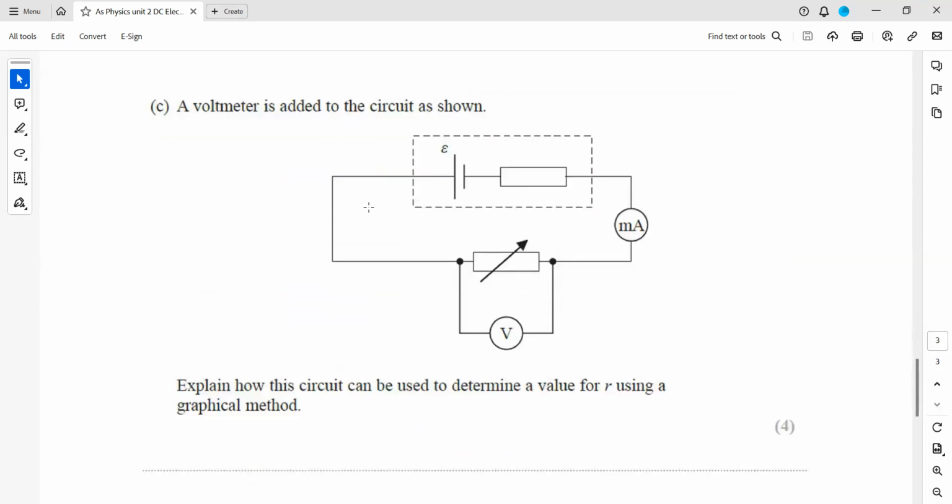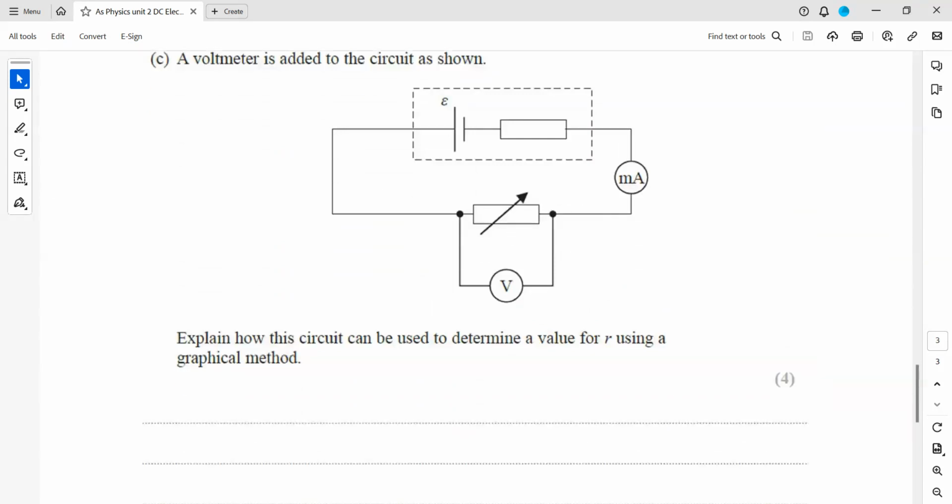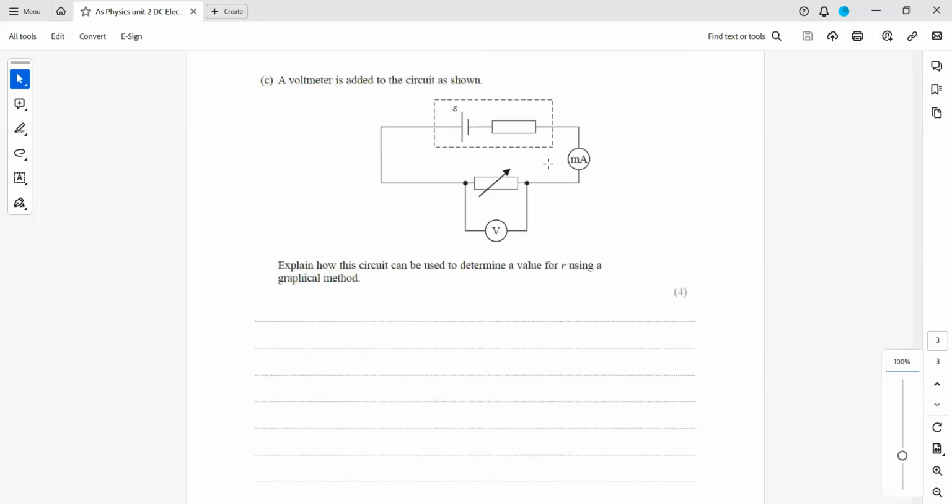A voltmeter is added to the circuit as shown. Explain how the circuit can be used to determine the value of r using a graphical method. So even in paper unit 2 you have some experiments. This is related to the experimental part, like how we can work out the internal resistance.